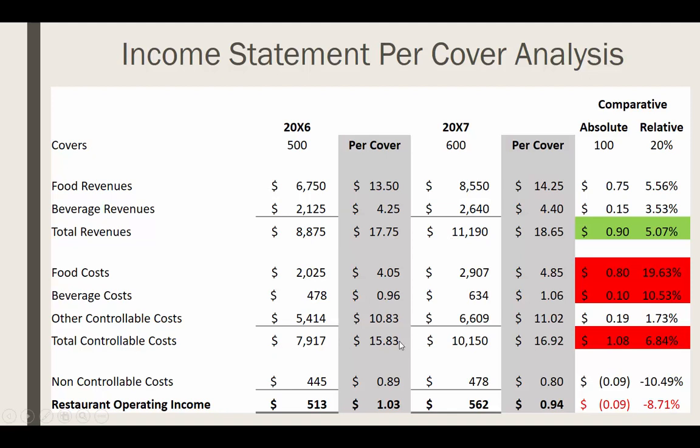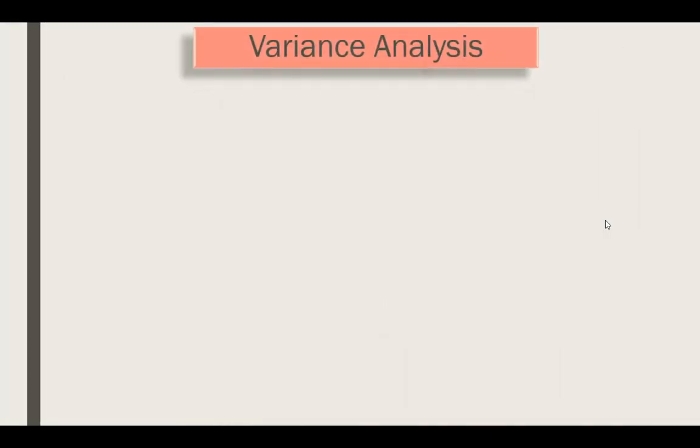They're not going as well in controllable costs. And overall, we're down as far as our per cover amount. So what we want to do now is evaluate where this change is coming from. Are we making 90 cents more per cover because we served more people, or is it because we went up in the average price per guest? How much of it accounts for what? So our variance analysis will help us with that.